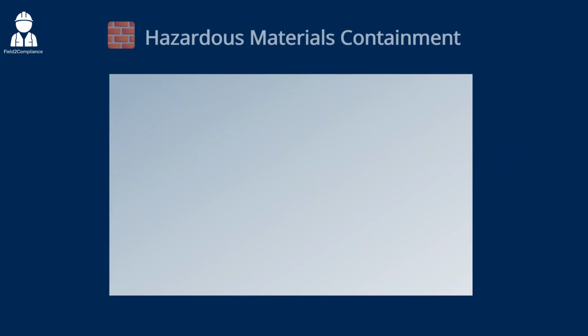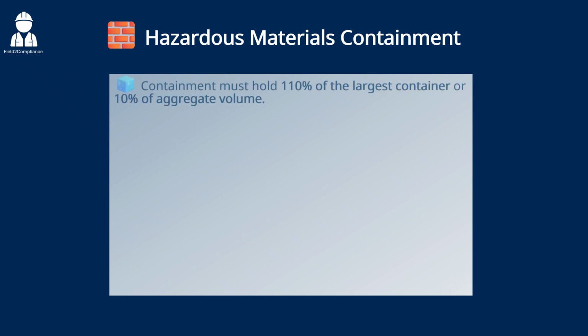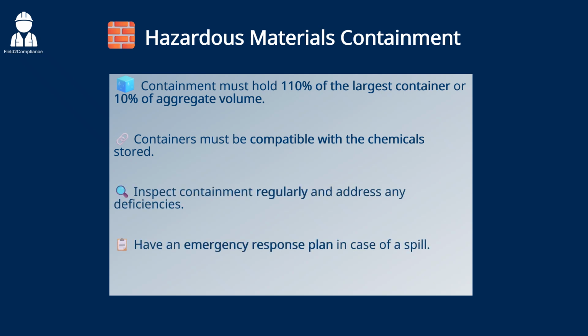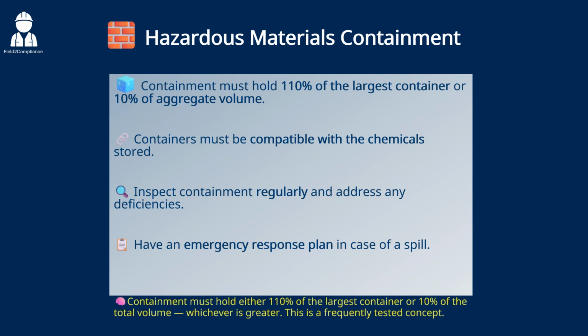Hazardous material containment is critical. It must hold 110% of the largest container or 10% of the total volume, whichever is greater. Containers also need to be chemically compatible. Don't mix the wrong materials with the wrong tanks. Inspect containment regularly and fix any issues right away.